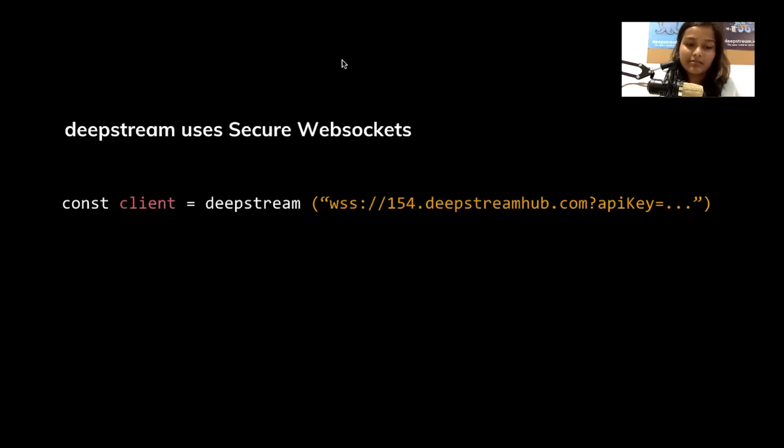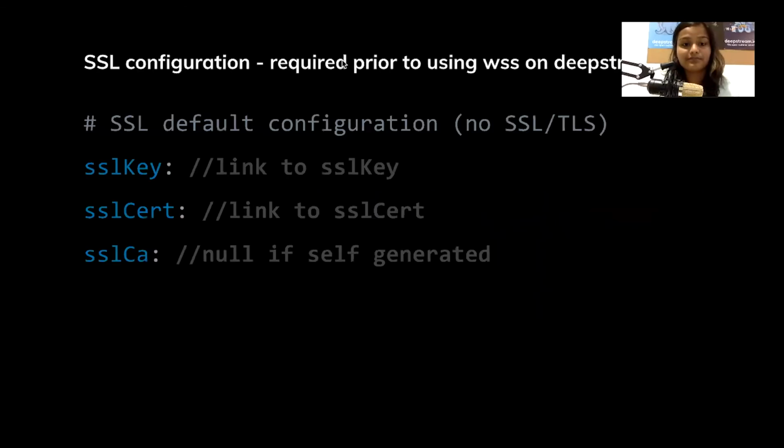So on Deepstream Hub, you can verify it here that when you're connecting to a Deepstream server using your client, you give your app URL, which basically starts with WSS, which tells you that the connection is indeed over secure WebSockets, right?